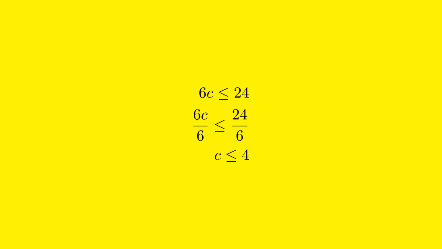In interval notation, this solution is represented as the interval from negative infinity to 4, including 4. This interval is written as negative infinity comma 4, and we use a square bracket next to number 4 to indicate that 4 is included in the interval. So the inequality solution in interval notation is negative infinity comma 4, and the square bracket is next to number 4.